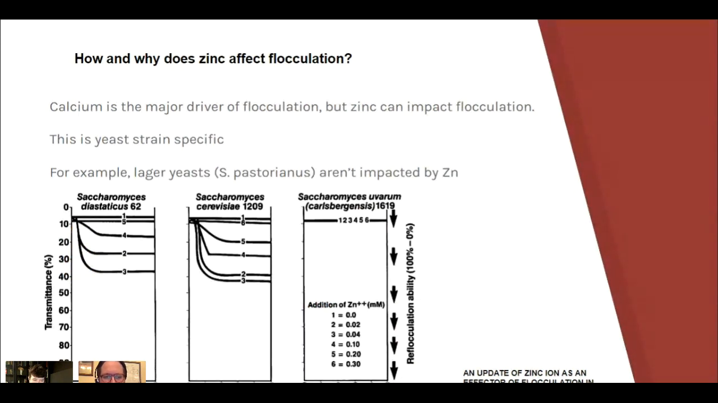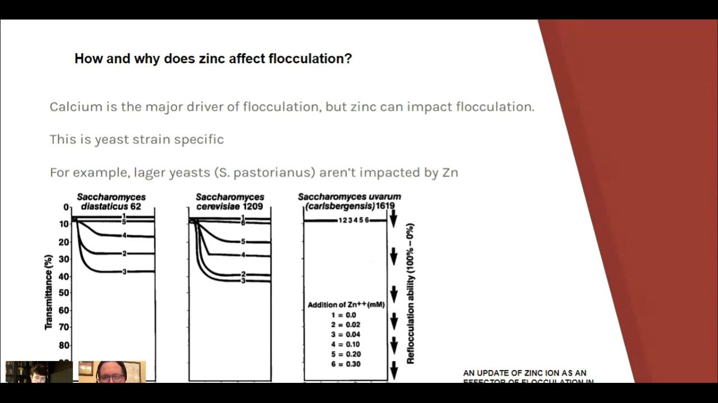This was an awesome question because I didn't know anything about it until that question was asked. So it forced us to dive deep into understanding this, because I didn't know that zinc affected flocculation that much. It's well known that calcium is a major driver of flocculation. If you have more calcium in your water, that's usually going to help with yeast flocculation.